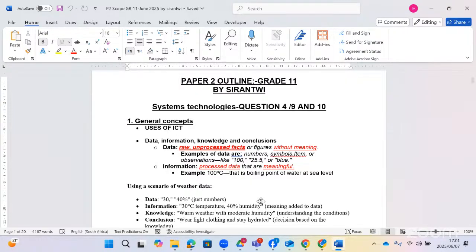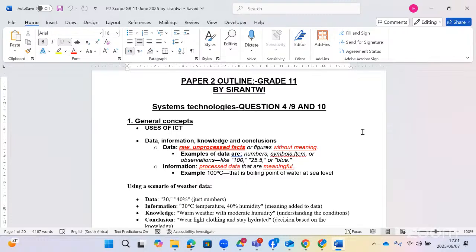Right. We will start with the general concept. You know, the question paper is always having the multiple choice and the match column, then followed by the true or false. Now, you know that when it is false, you need to substitute the underlined word with a term that will make it to be true.